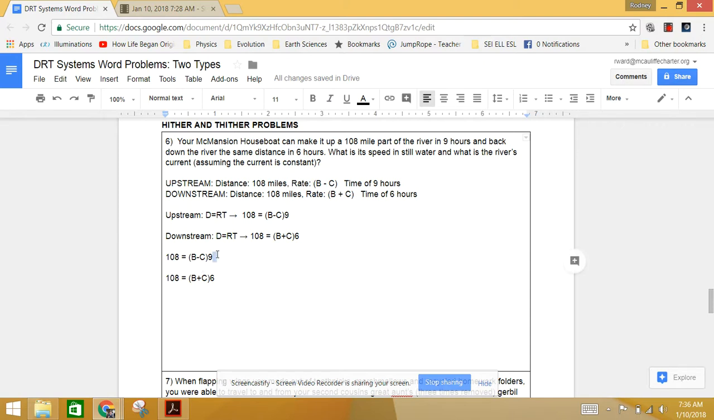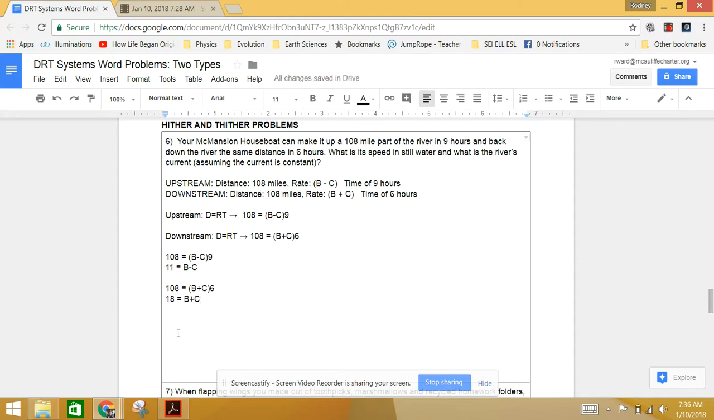I'm going to divide both sides by 9. So if I divide both sides by 9, 108 divided by 9 is going to be 11. And that's going to equal b minus c, because 9 divided by 9 is nothing. If I take the other one, I'm going to divide both sides by 6. Okay, I can get 6 into 10 once. That leaves me 4. So that's 48. So that becomes 1, and then 6 goes into 48 8 times. So I've got an 18 there. And then 18 equals b plus c.